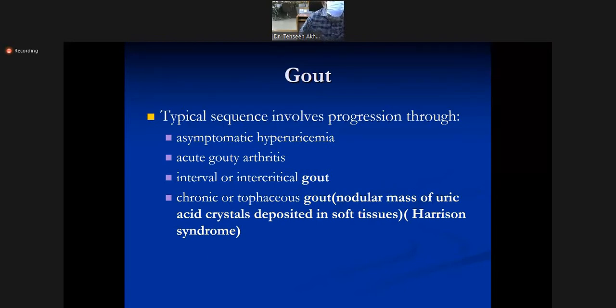And in chronic cases, it is deposited as a nodular mass of uric acid crystals in soft tissue. This is tophaceous gout or chronic gout, also known as Harrison syndrome. So there is asymptomatic hyperuricemia, acute gouty arthritis, recurrent gout, and chronic tophaceous gout, in which a nodular mass of uric acid crystals is deposited in soft tissue.